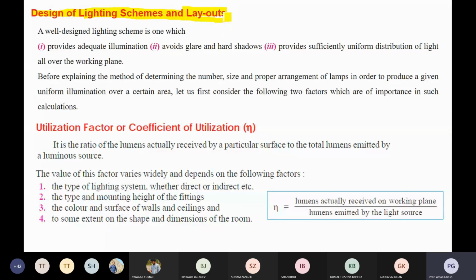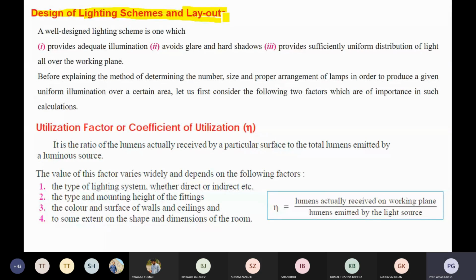First, what are the important features for designing a lighting scheme? The first one is to provide adequate illumination. When you have installed one light, if the height of the roof is too high and you have placed the lamp just at the top of the roof, then it is not possible to cover the entire area with good illumination.